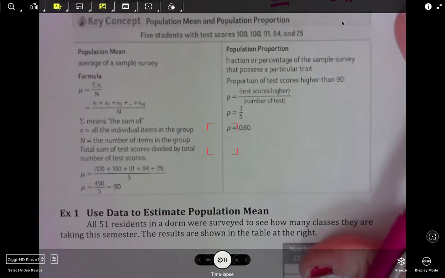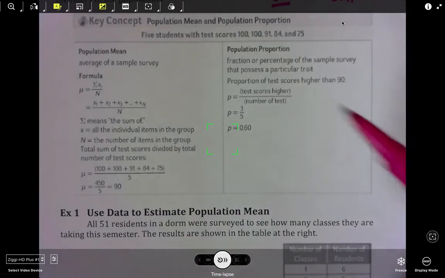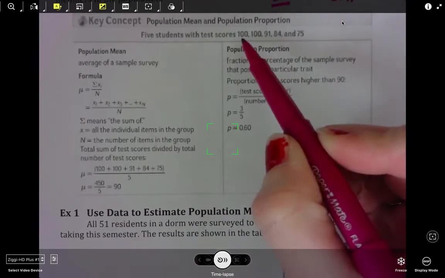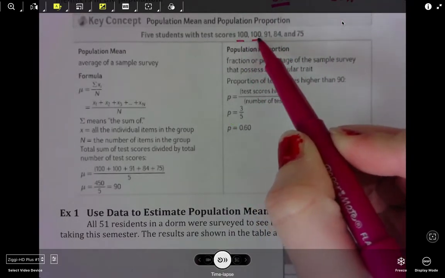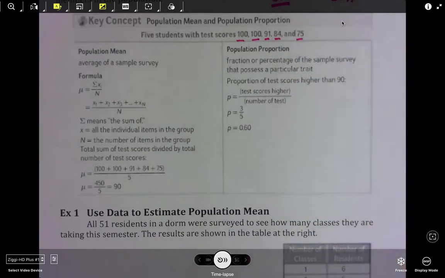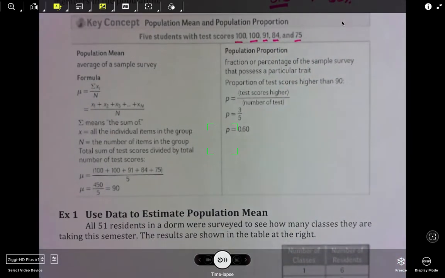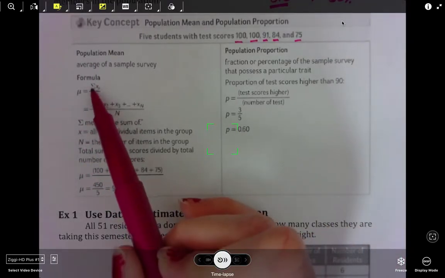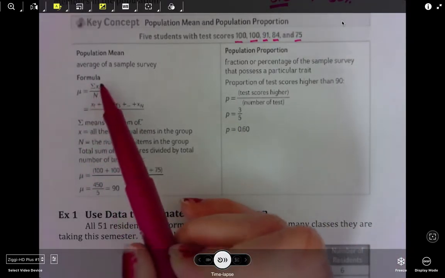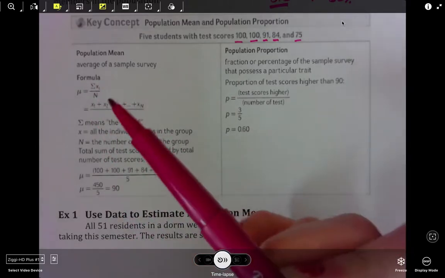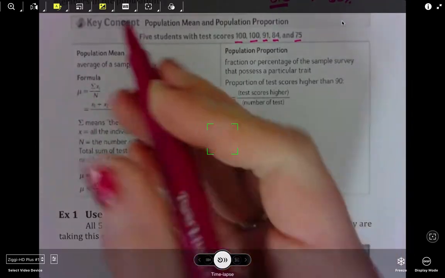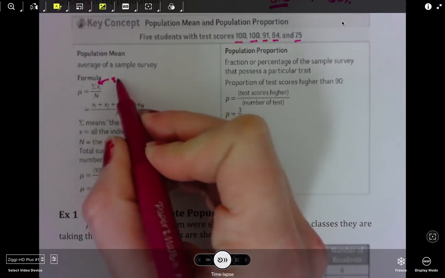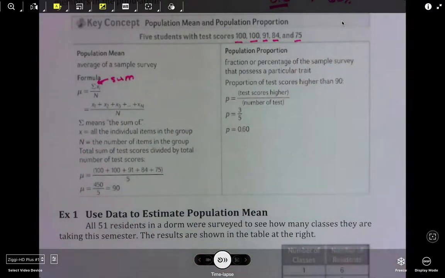So they give you an example down here of population mean and population proportion, and they say that the student has test scores of 100, 100, 91, 84, and 75. That's 5 total test scores, and they want us to find the average. Okay, they use this little symbol right here, which we don't emphasize a whole lot in Algebra 2, but they use this a lot in statistics. This guy means the sum. That little E means the sum.